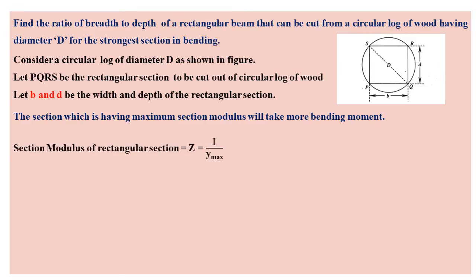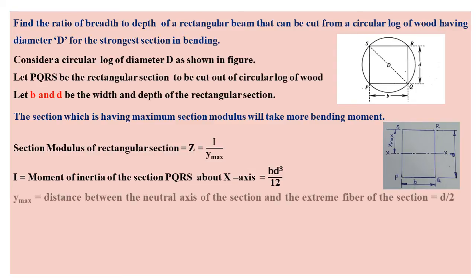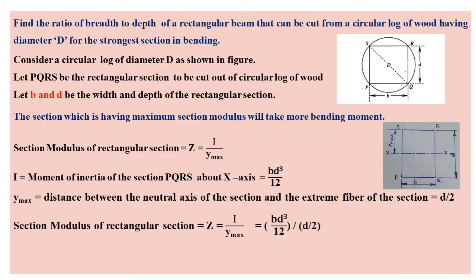Section modulus of rectangular section Z equal to I by y max. This is the section, where I is moment of inertia of the section PQRS about x-axis, that is equal to B d cube by 12. Y max, the distance between the neutral axis of the section and the extreme fiber of the section, is equal to D by 2. Section modulus of rectangular section Z equal to I by y max, that is equal to B d cube by 12 divided by D by 2, and its value is B d square by 6.